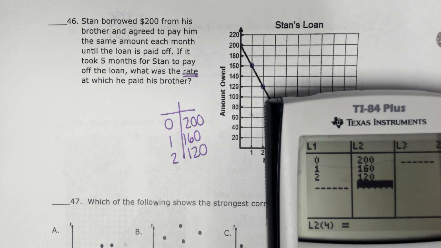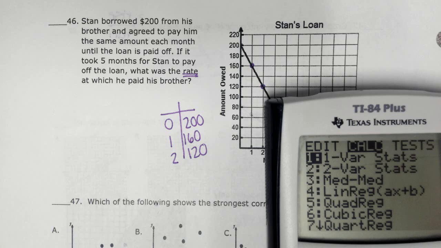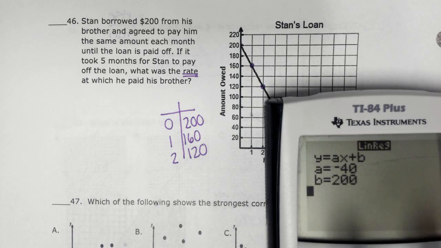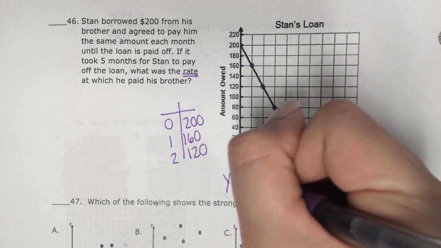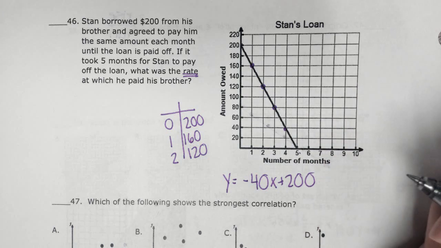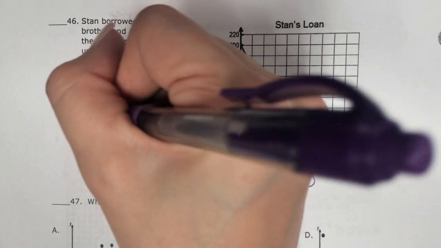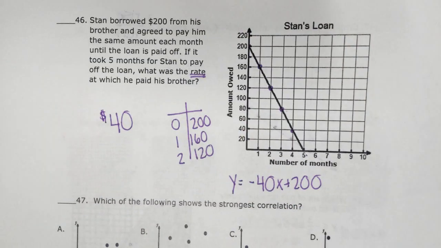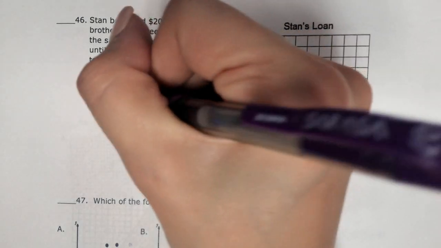So to get the equation, you do Stat, right, 4. The reason why we're doing 4 is because this is a line. So the equation is y equals -40x plus 200. So the part that's the rate is $40. He's paying $40 each month.